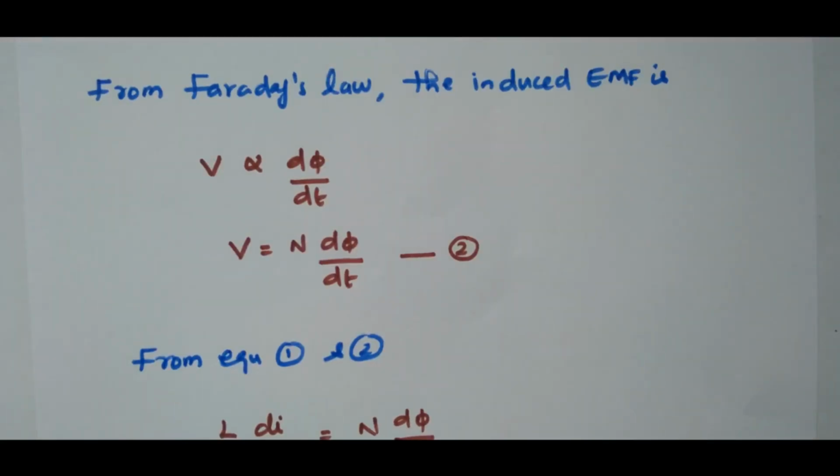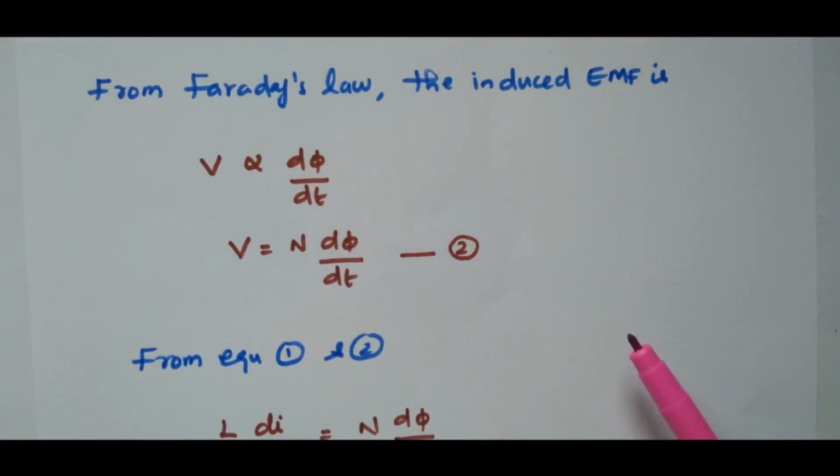From Faraday's law, this induced EMF is also proportional to dφ/dt, the rate of change of flux. Faraday's law clearly states that due to the rate of change of flux, EMF is produced. So this V is directly proportional to dφ/dt. While equating, we introduce the constant N, because the flux depends upon the number of turns in the coil. So, V equals N dφ/dt. Take this as equation number 2.